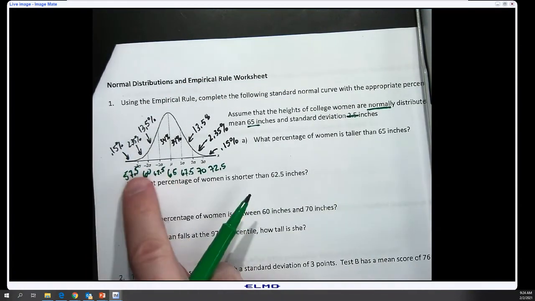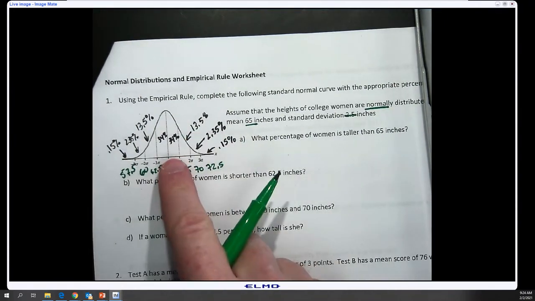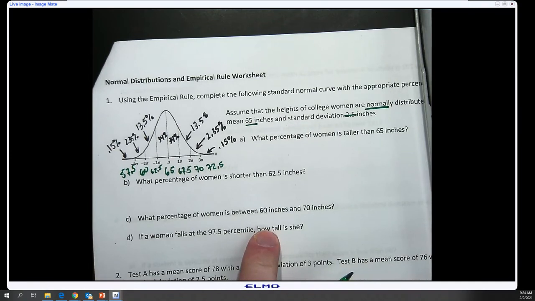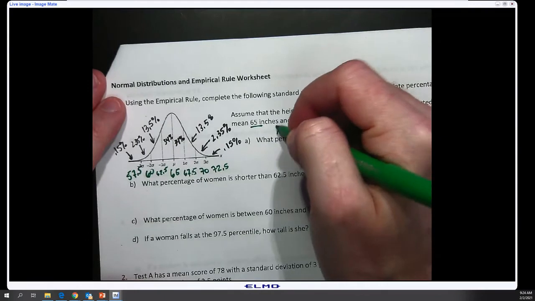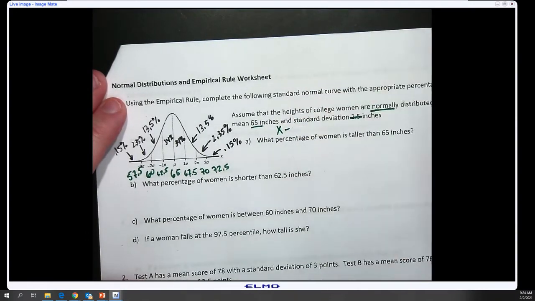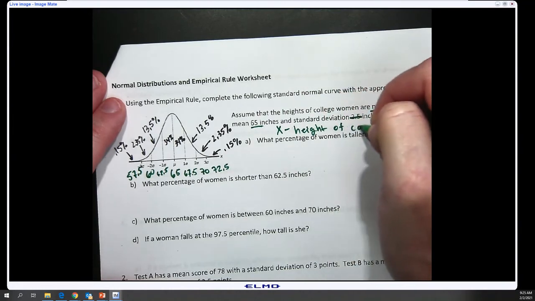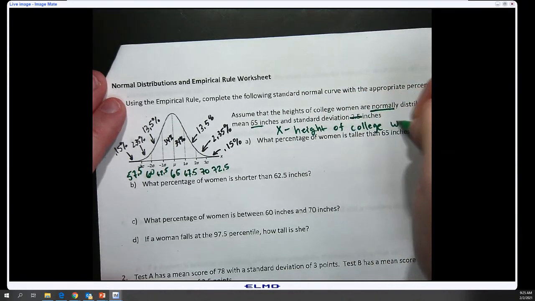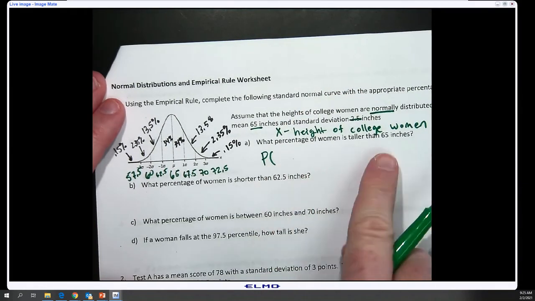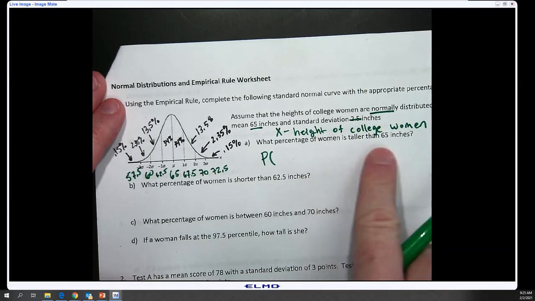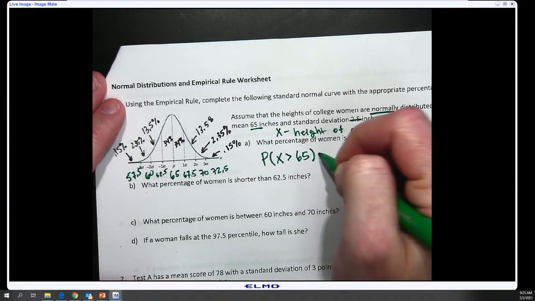Basically, you're doing all the front load right now, like all the work is being done drawing this graphic, and then we can just answer all of these questions pretty quickly. So X is going to be the height of college women. And we want to know what's the probability that a college woman is taller than 65 inches. So X is greater than 65.